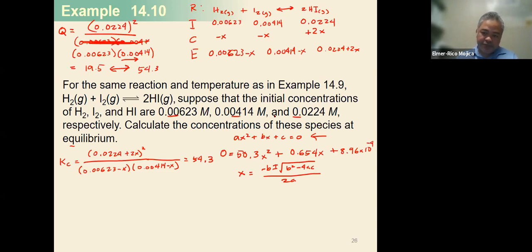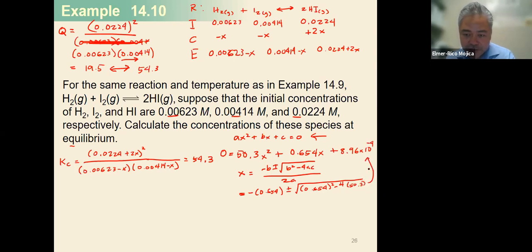Okay, so for the sake of answering the question that we have here, all we need to do is replace the value that you have there. So I think we have a negative 0.654 plus minus the square root of 0.654 squared minus 4 times 50.3 times that one, all divided by 2 times 50.3.